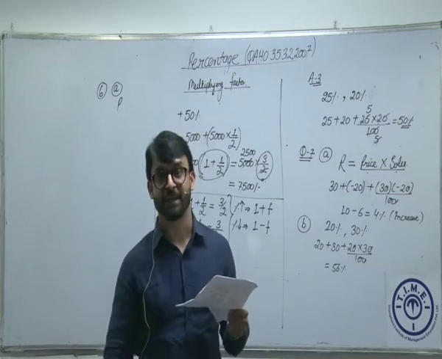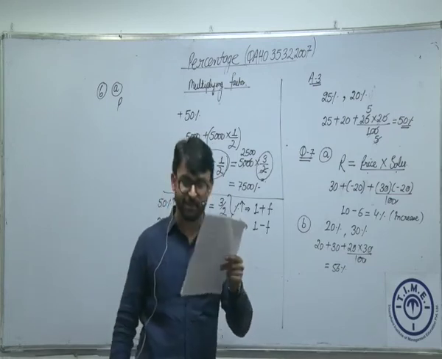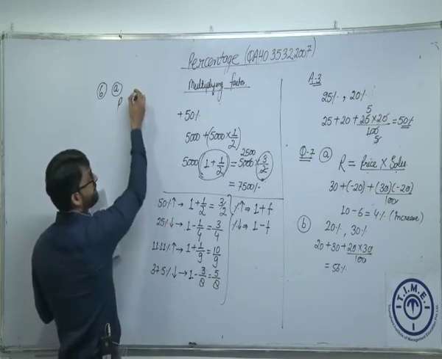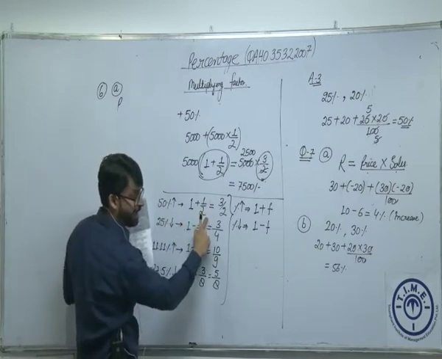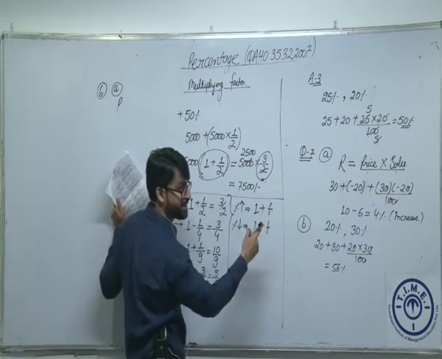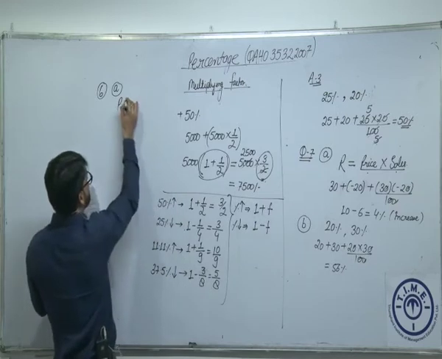25%. What is 25%? 1 by 4. So increased by 25% का मतलब कितना हो जाएगा? 1 plus 1 by 4. I am again telling you, increase है, so 1 plus 1 by 4, which is 5 by 4. कितना times हो जाएगा? 5 by 4 times.